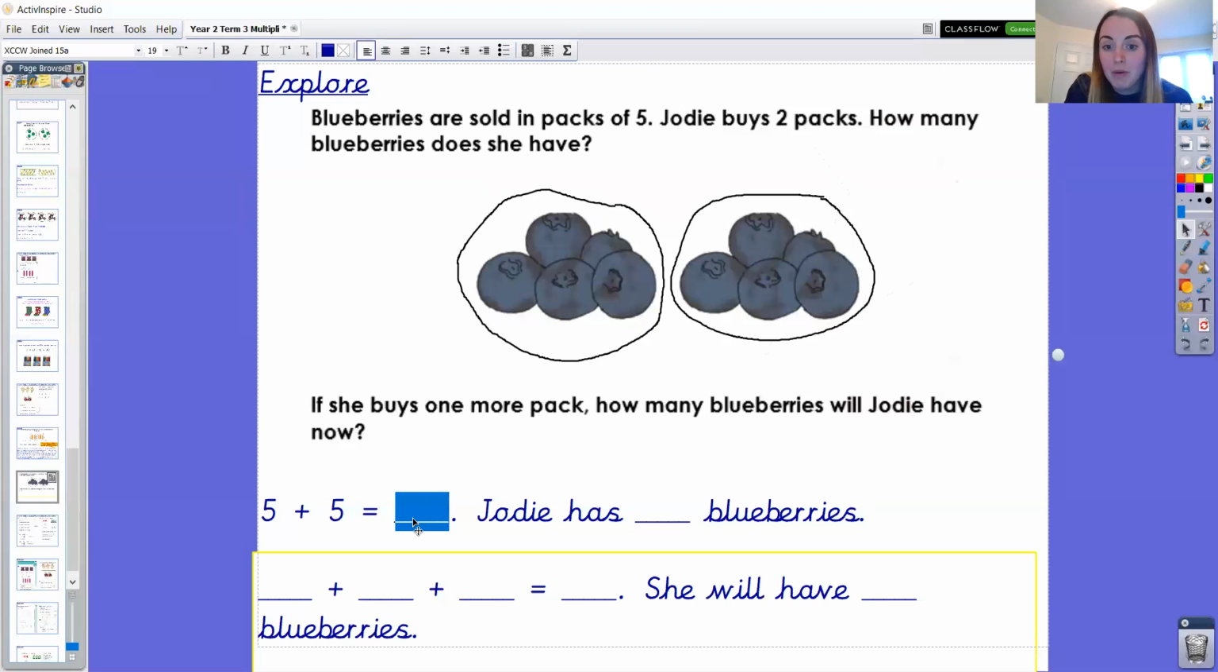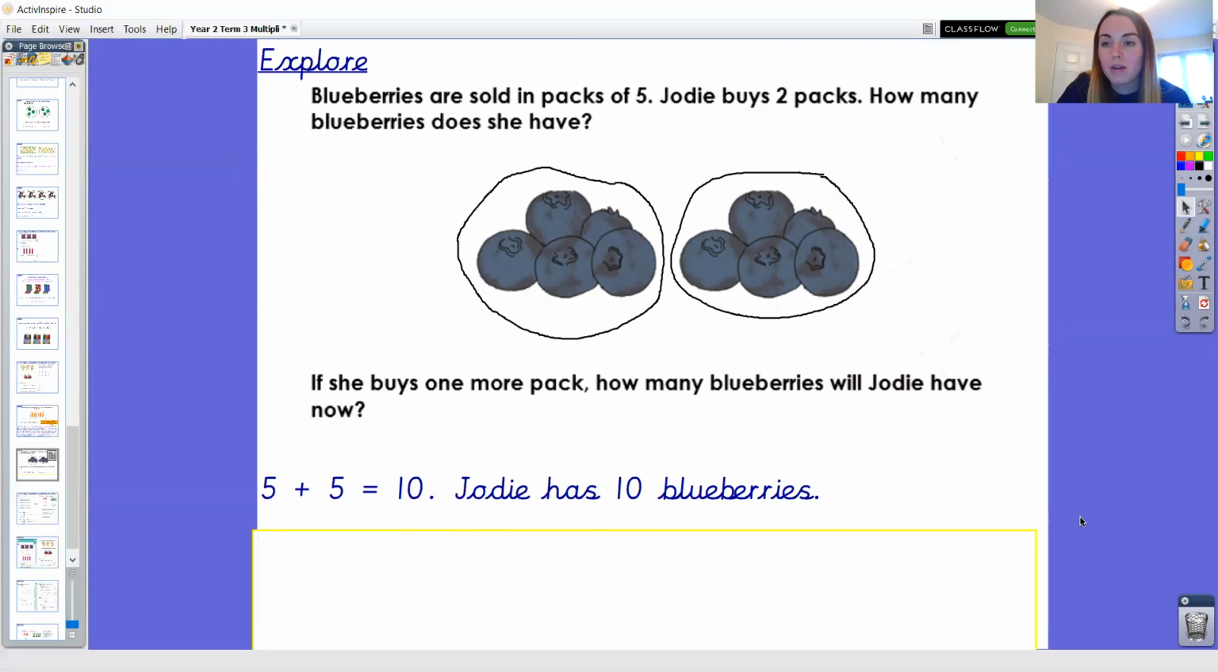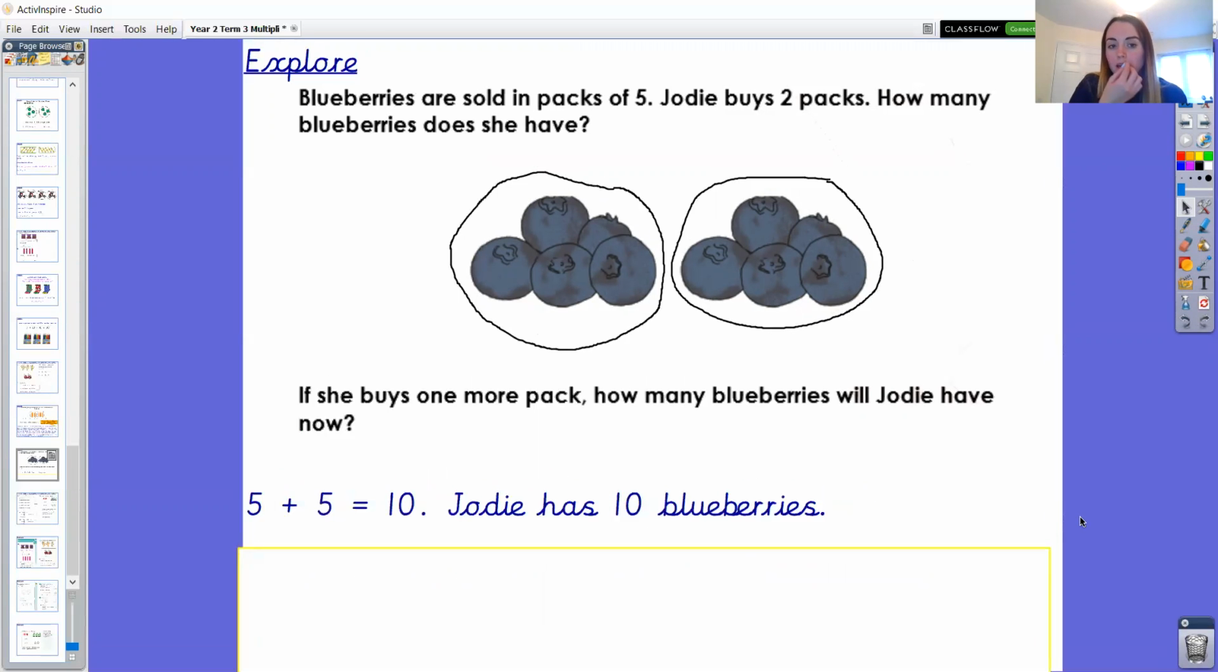Brilliant. She has 10 blueberries altogether. So 5 add 5 equals 10. Let's say the sentence together. Jodie has 10 blueberries. Well done. Okay, but if Jodie buys 1 more pack, how many blueberries will Jodie have now?